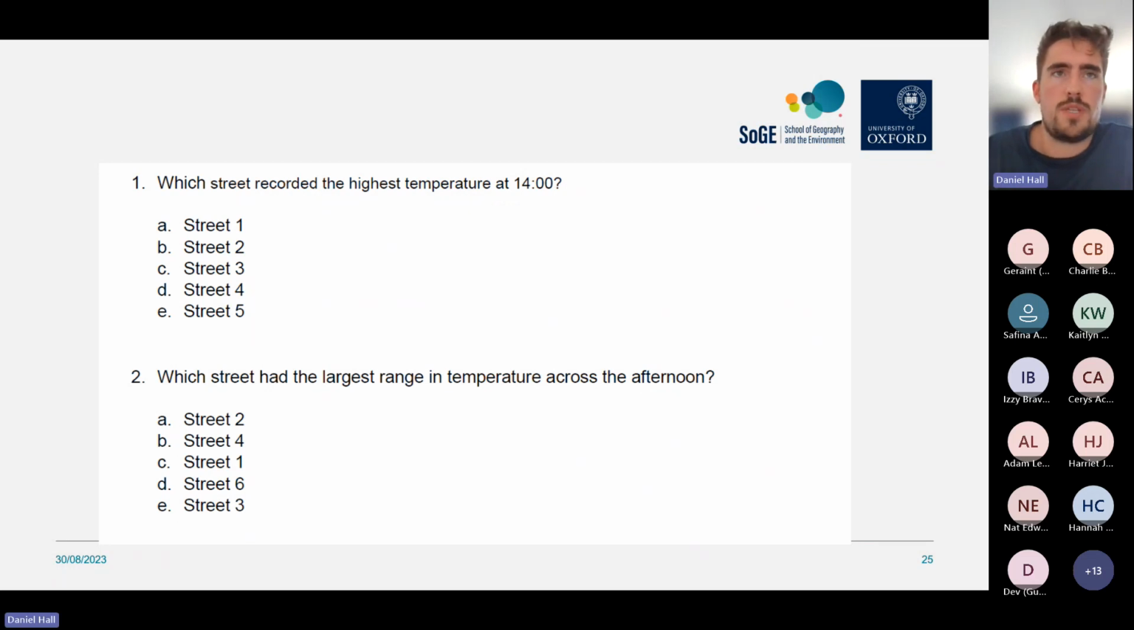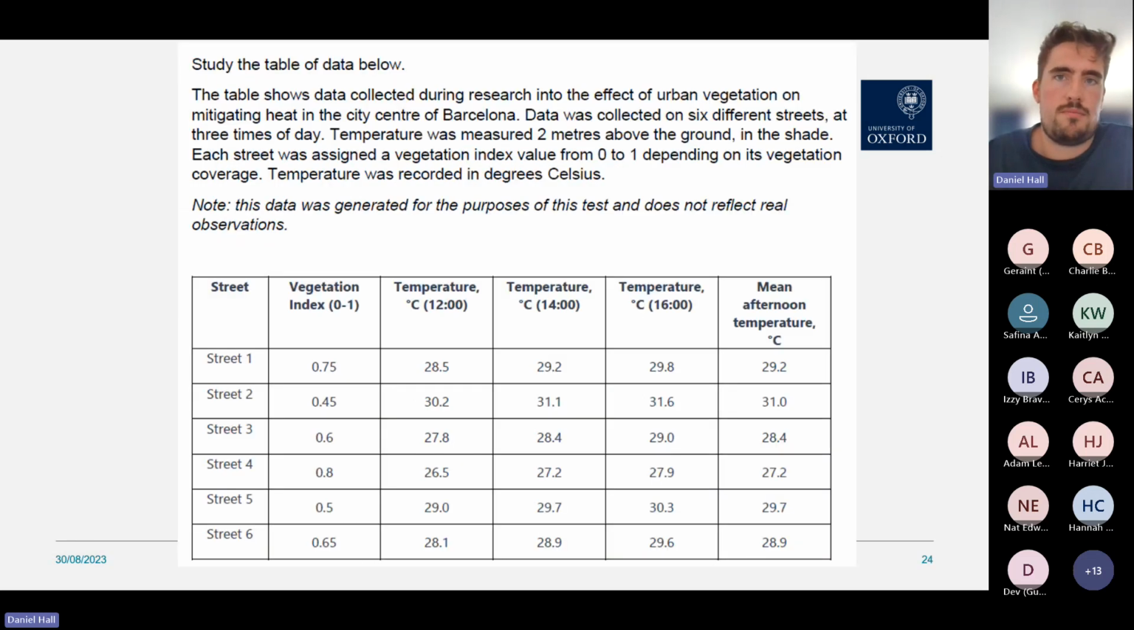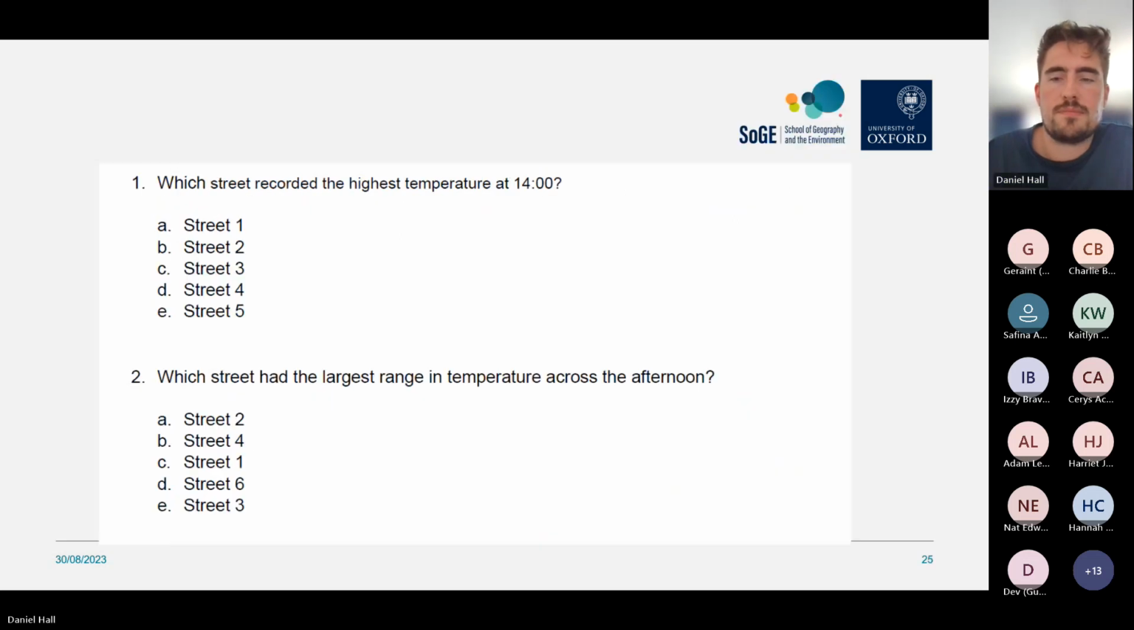So question one on this, which street recorded the highest temperature at 2 p.m., at 1400 hours? That's just a simple matter of picking it out and reading from the table which one it is. Street 2.